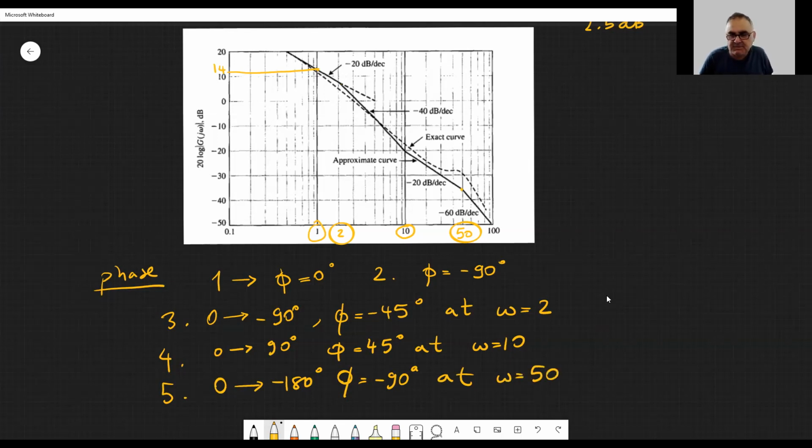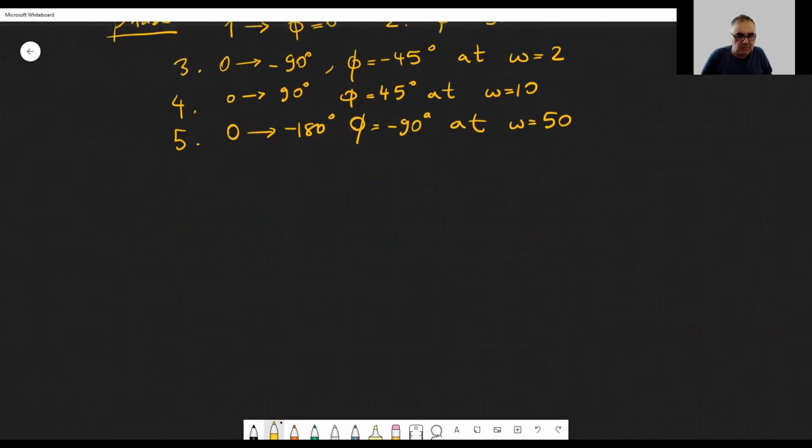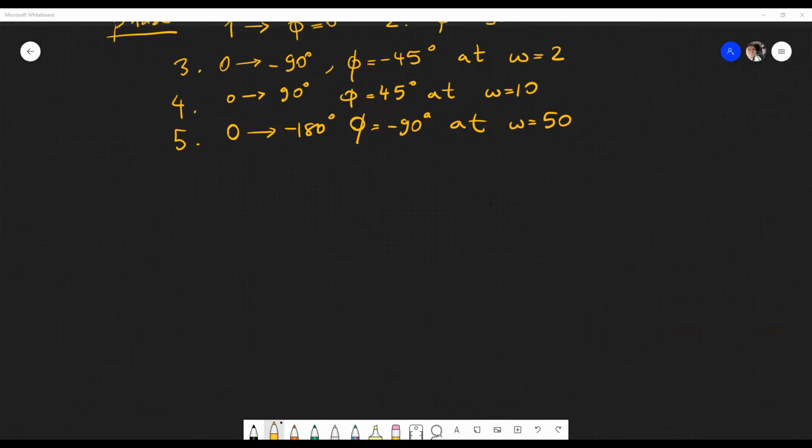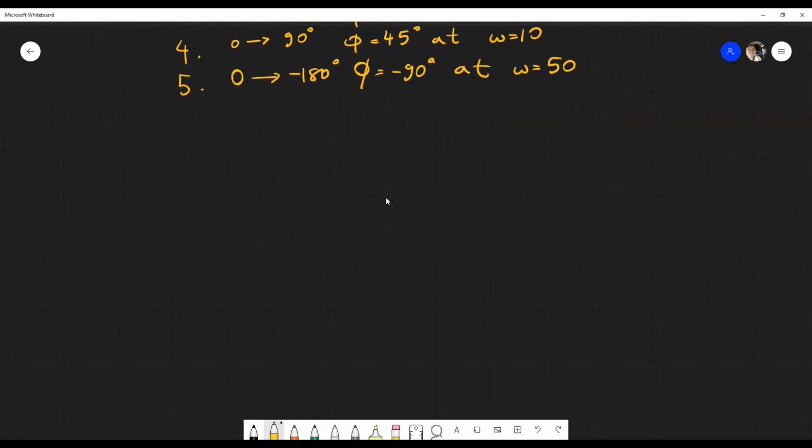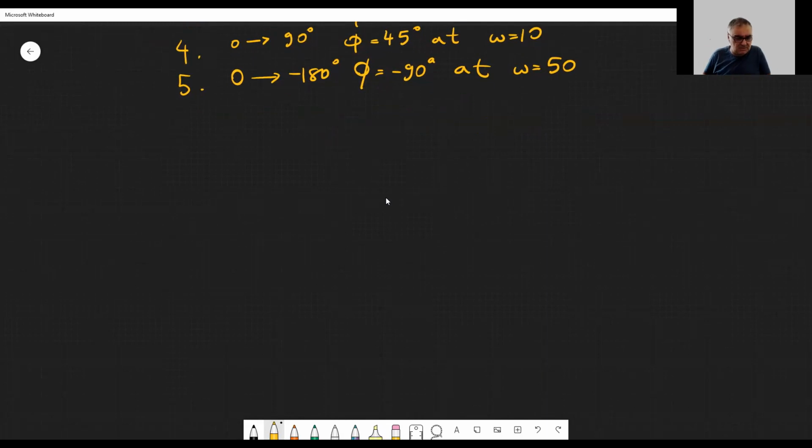So the phase characteristics, let me copy them for you from the book. Hocam, what does the range of the angles represent? The 0 to minus 180 and 0 to 90. What does that represent? Phase angle. What do you mean by that? Well, but don't we have straight lines in the Bode plot? So how does it have different range of angles? Phase angles is not straight line.